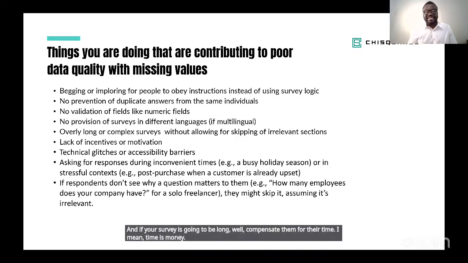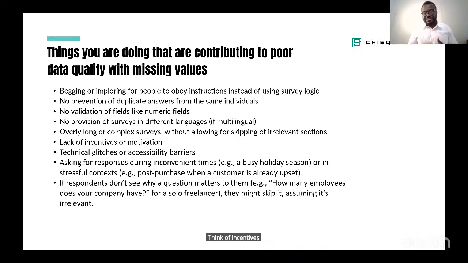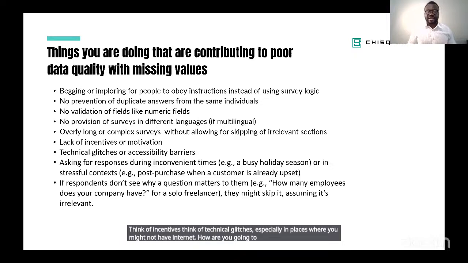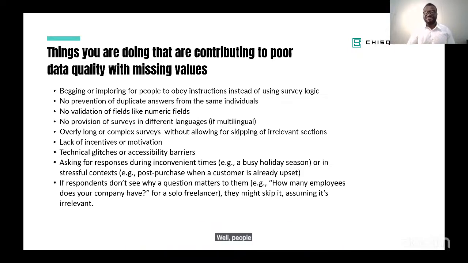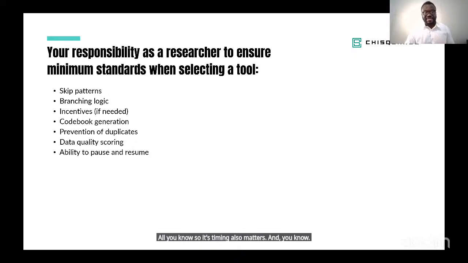Think of incentives, think of technical glitches, especially in places where you might not have internet. How are you going to collect data? And then the time of year, or even the day of the week, matters. If you try to launch a survey during the Christmas period or the holiday period, well, people are busy. People are not even in the mood to do any surveys at that point. So timing also matters, and the relevance to participants.